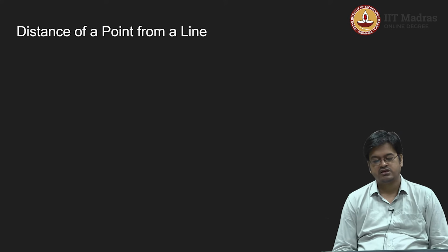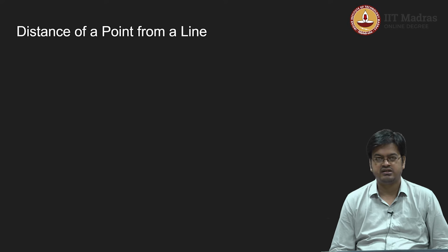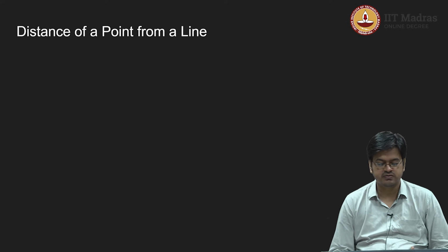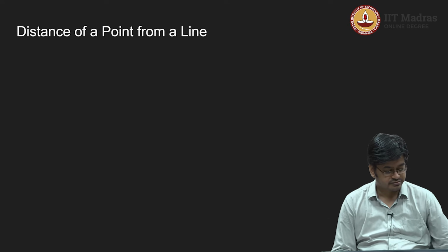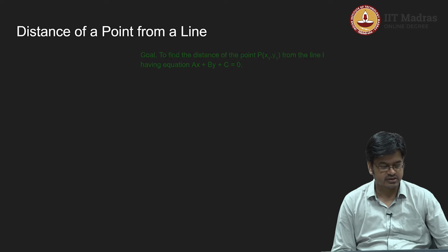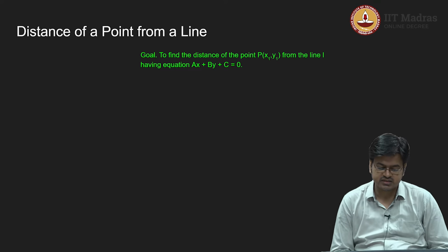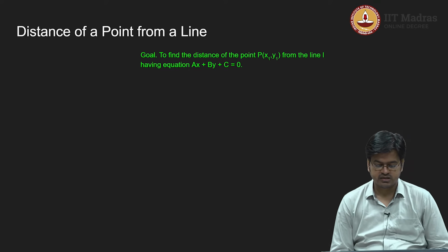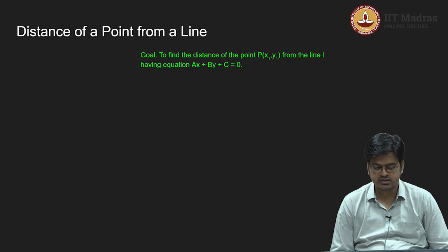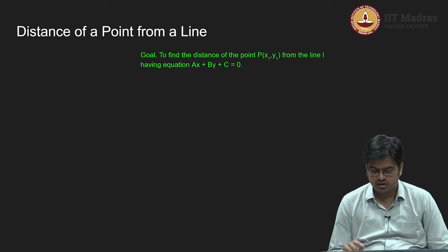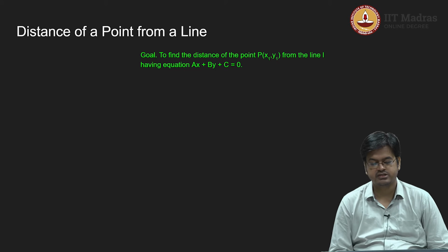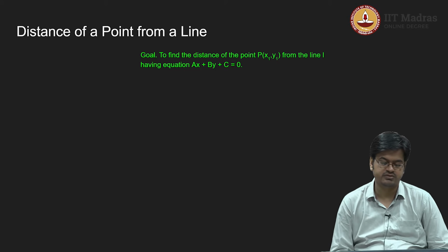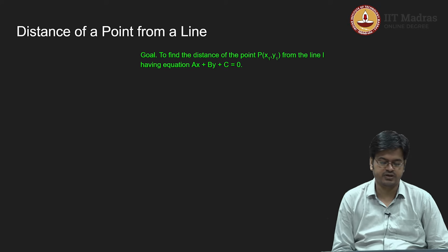So, the question is, given any point, and another line, where the point is not on the line, what is the distance of that point from the line? Let us take that as our goal. To be precise, we are interested in finding the distance of the point P, which has coordinates x1, y1, from the line L which has the equation Ax plus By plus C equal to 0. This is the general form of the equation.